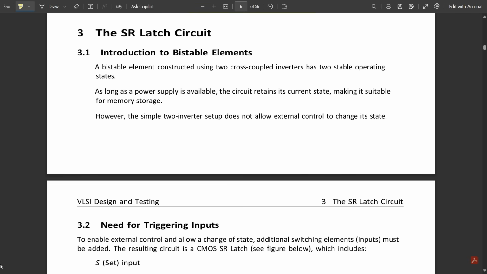And in this small video, I'm going to continue with the concept of the SR latch circuit. Okay, so in this SR latch circuit, this is not new to you guys, but we are going to see the CMOS implementation of this SR latch using NAND and NOR gates. Both the NAND as well as NOR gate comparison would be done for this SR latch circuit.